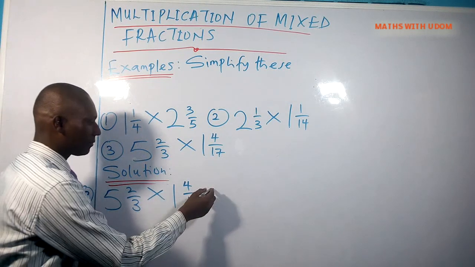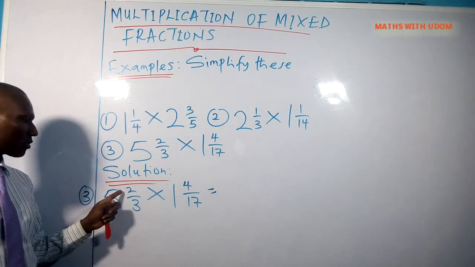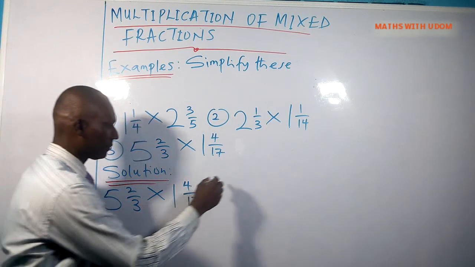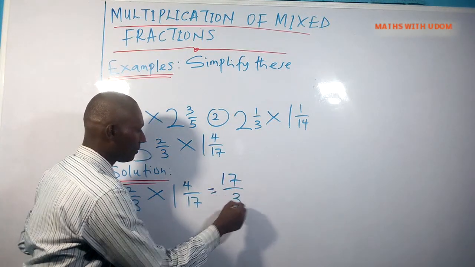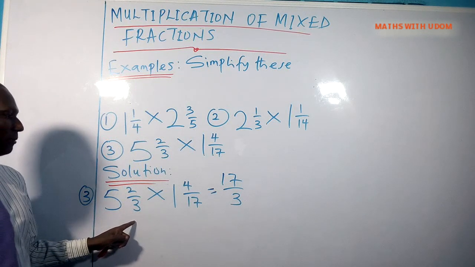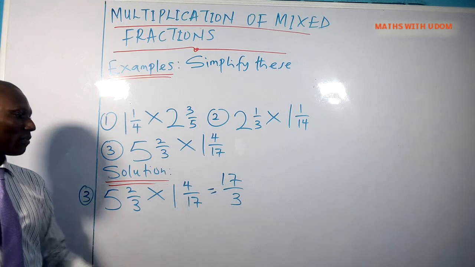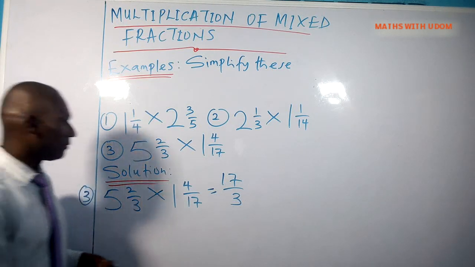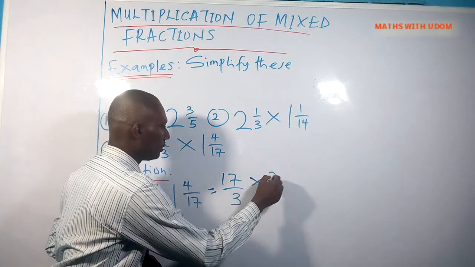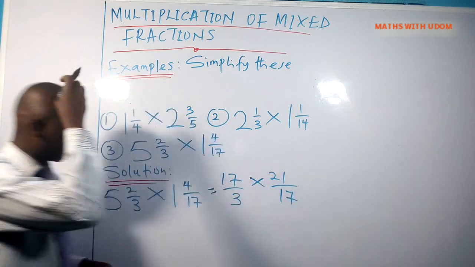So let's start. 3 times 5 is 15 plus 2. You have what? 17 divided by what? 3. That is 17 divided by our denominator. Is that okay? Then 17 times 1 is 17 plus 1. That will give us what? 21. So 21 divided by 17. Okay?